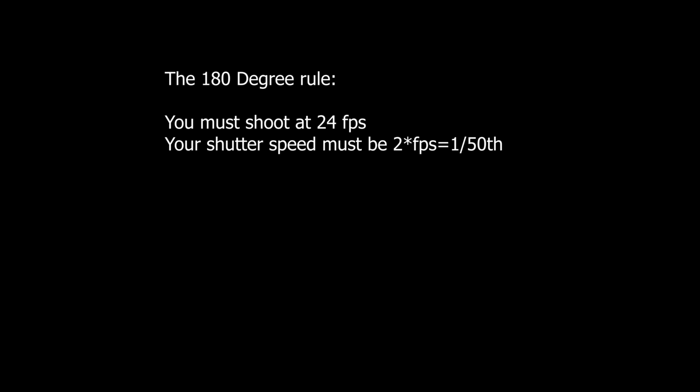So what is the 180-degree rule? Well, the rule states that you must shoot at 24 frames per second because that's the only way you can get cinematic footage. And it also states that your shutter speed must be 2 times your number of frames per second, which we don't have 1/48th, so that's 1/50th of a second shutter speed. Any deviation from this according to the rule and your footage will look rubbish.